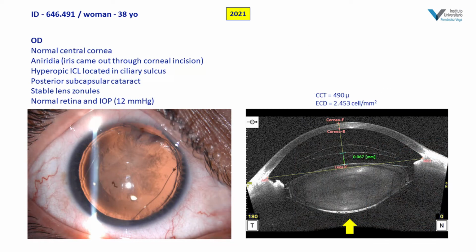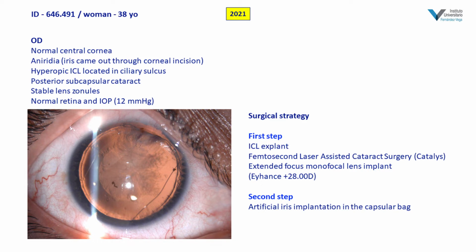On examination, you can see a normal central cornea with a closed superior corneal incision and aniridia, a hyperopic ICL located in the ciliary sulcus, and a posterior subcapsular cataract with a stable zonule. So, at the time of trauma, the iris came out through the corneal incision and the ICL avoided the crystalline lens luxation. To resolve this case, a two-step surgical strategy was established.